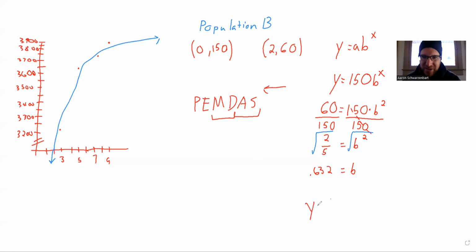So that means my equation or my model is 150 times 0.632 to the power of x. I can see this is an exponential decay model, because this b is less than 1, and my y-intercept is 150. And that's simply all I'm going to describe about my function here in part 2. So that is page M388.